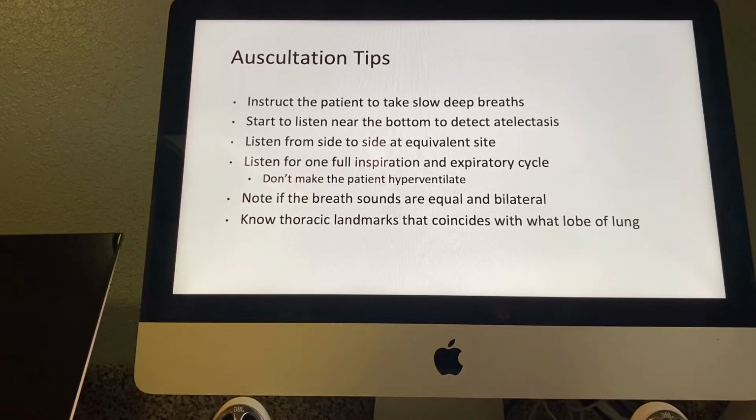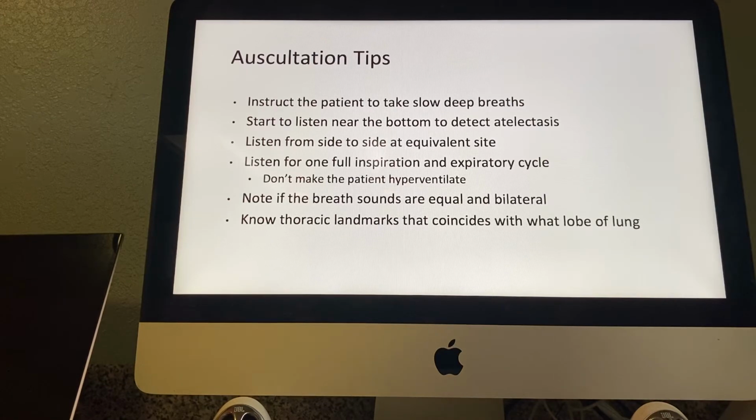So if you start anteriorly, mid-clavicular, and you're listening at the top anteriorly, you want to listen at the top on the right side and then move to the top on the left side. You want to listen for one full inspiratory and expiratory cycle. If you move your stethoscope too quickly, a lot of times you will miss late phase expiratory wheeze, or you'll miss something if you move your stethoscope too soon.